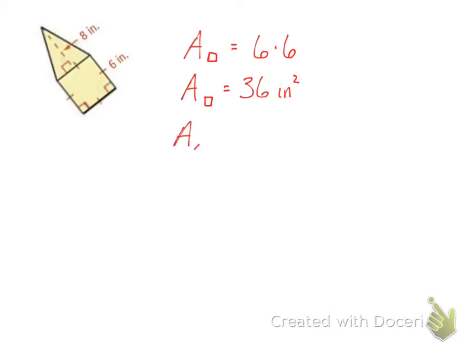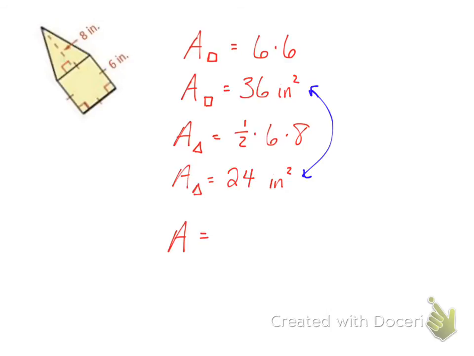And then find the area of the triangle. The area of the triangle, again, is 1/2 times my base, which in this case is going to be 6, times my height, which is 8. So the area of the triangle is going to give me 24 square inches. And then I can add these 2 together. When I add them together, I get the area of the entire shape, which ends up being 60 square inches. Composite shapes we can do just like that.